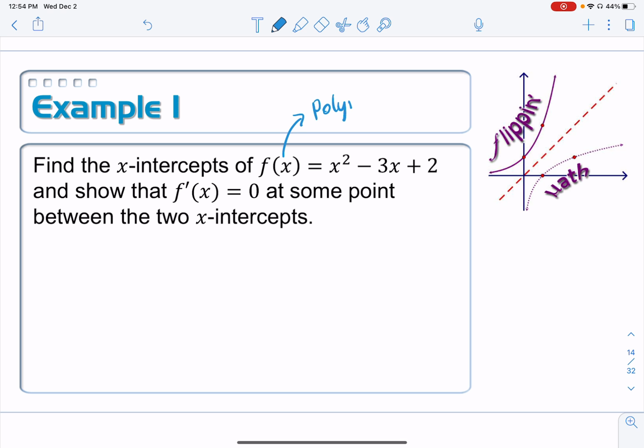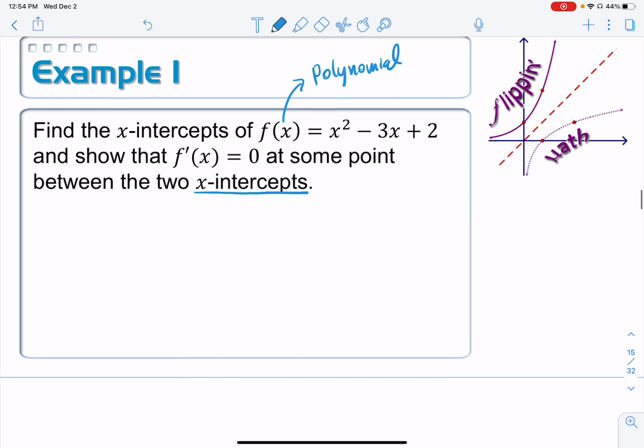And polynomials, let me see if I can spell this correctly. Polynomial, there we go. I couldn't spell and talk at the same time. Polynomials are continuous and differentiable everywhere. So they must be continuous and differentiable on whatever interval it is that we're going to set up. And that interval is going to be determined by the two x-intercepts that we're supposed to find. So let's find those things.